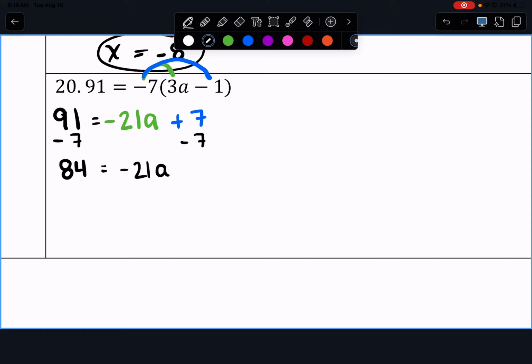Now what do I do? What do I divide by? What is 84 divided by negative 21? Negative 4. So our a is negative 4.